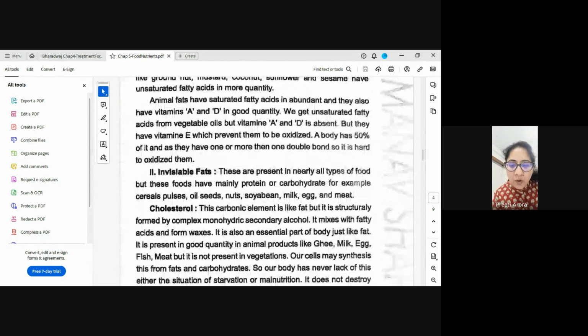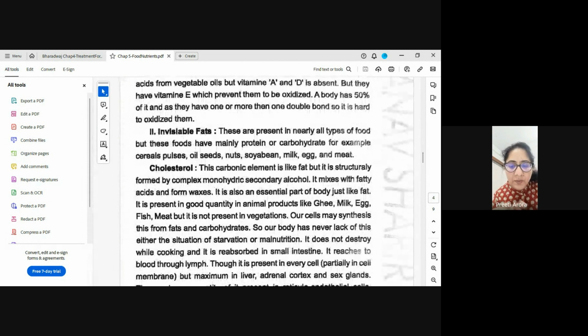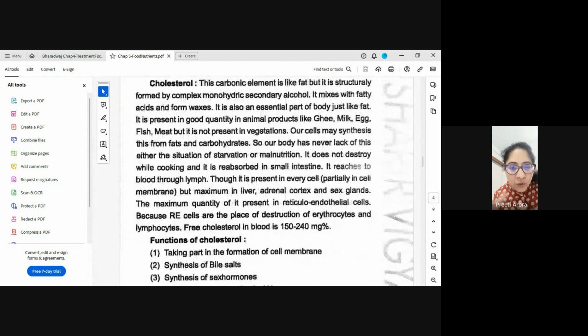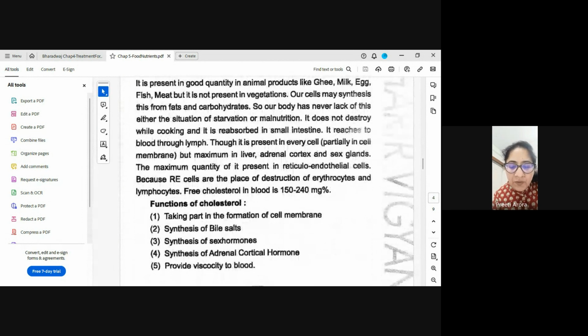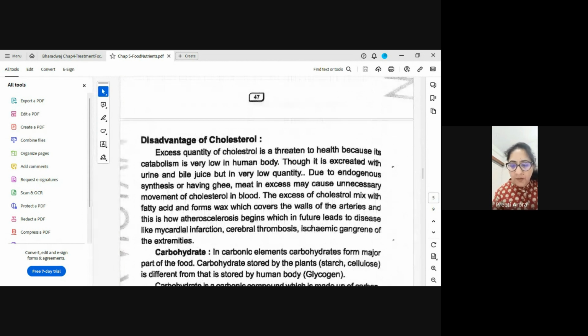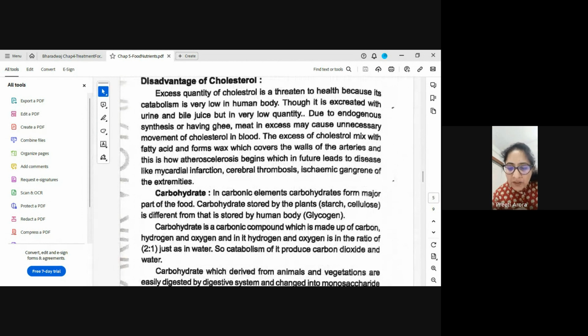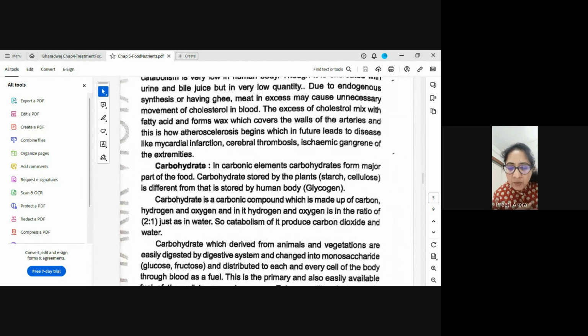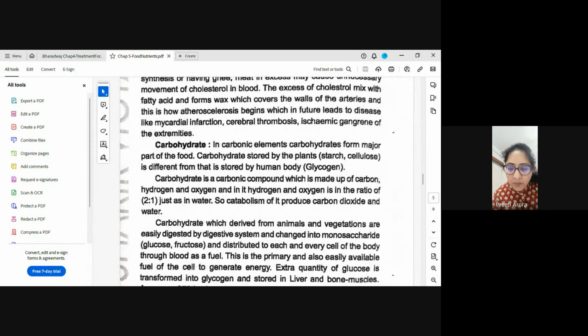Now next we come to the carbohydrates, which is the major chunk of your diet. And it should be the major chunk of your diet. It should be 50% of your diet. So carbohydrates form the major part of your food. And ideally your consumption of carbohydrates should be 50% or more, as we get our energy from carbohydrates.